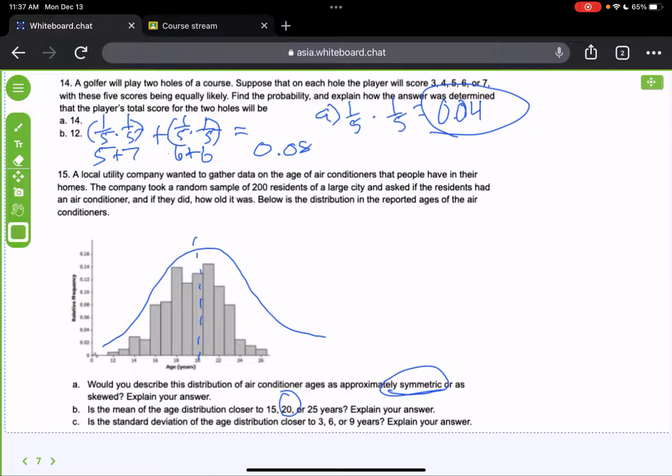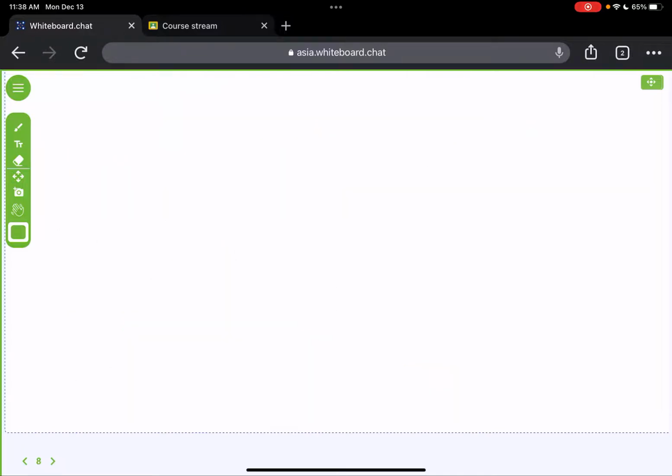Now, is the standard deviation of the age closer to 3, 6, or 9? Well, now you're looking at the typical value away from the mean. So if we said the mean was 20, then 17 and 23 would be a typical distance away. And that looks right. We're not going to do 6, because that gets us all the way over to here, and that would get us all the way down to here. And it's definitely not going to be 9. So yeah, 3 would be your best bet.